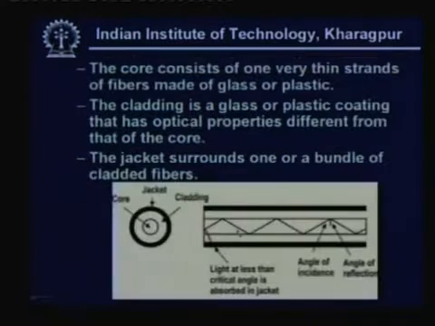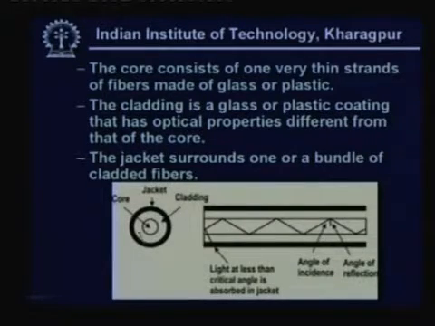Let us see the structure of an optical fiber cable. Here, as you can see, it has three different parts: the core part, the cladding part, and the jacket. And the core consists of very thin strands of fibers made of glass or plastic. This particular part is made of glass or plastic.